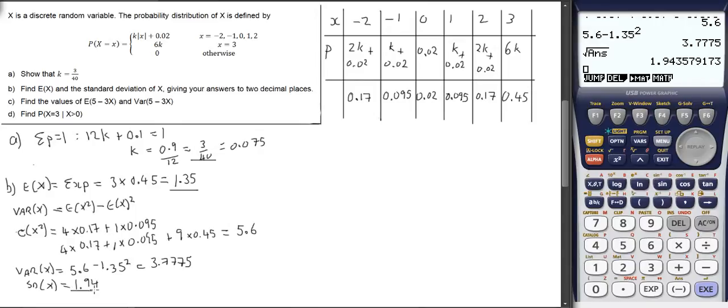Excellent. Good. That's A and B done. So C. Mean and variance of a linear function. So I'm just going to remind myself, E of ax plus b is a times E of x plus b. We used that in the didgeridoo question, but we didn't actually write it down. But we did write this down.